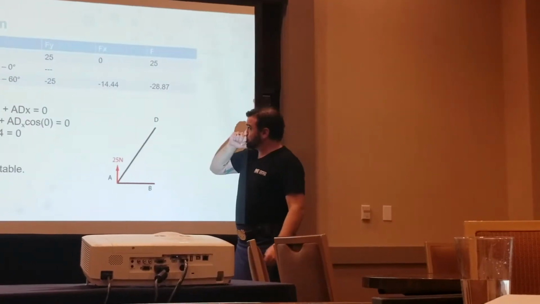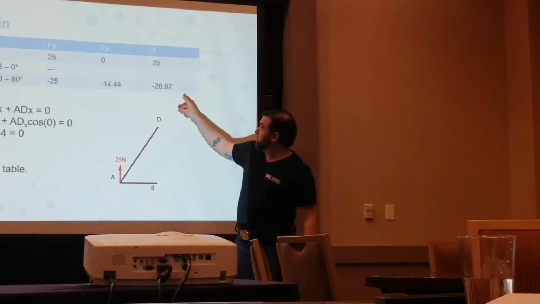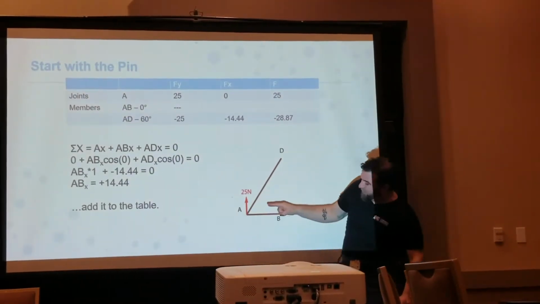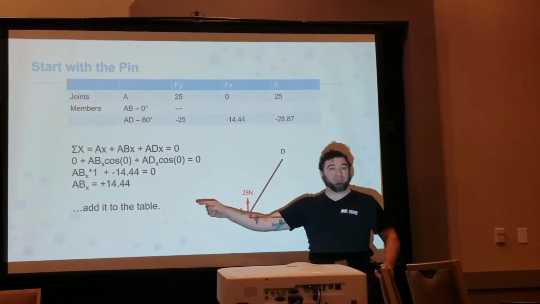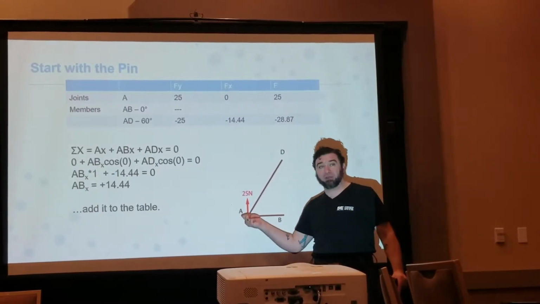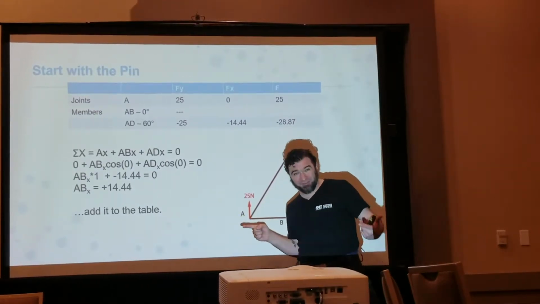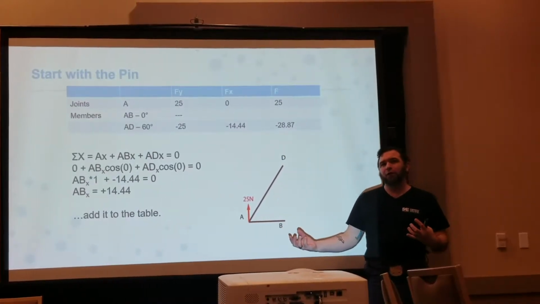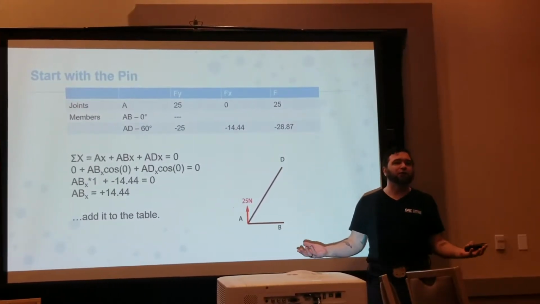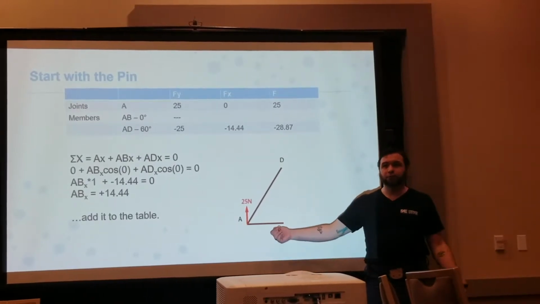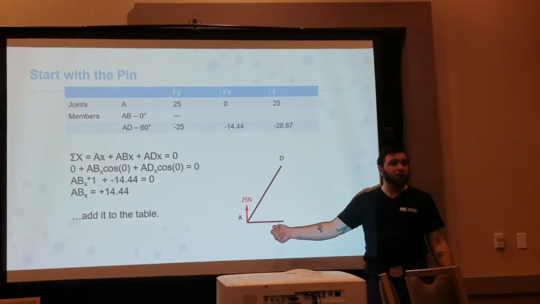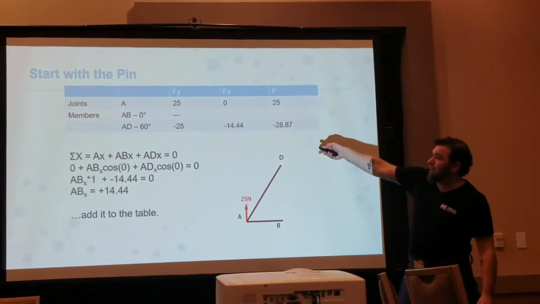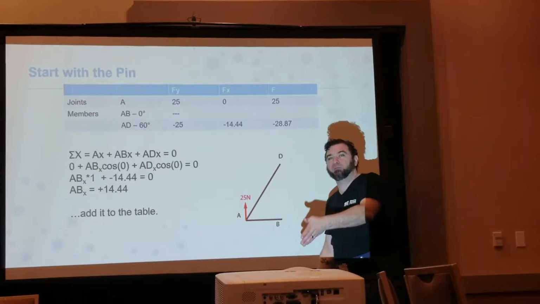Similarly, this is going to get weird, because this is pushing that way, that means it's pushing that way, which means that in order for this joint to not move, or rather accelerate that way, something needs to be holding it in place. What's the only thing available to hold it in place? AB. AB, which means we know that here AB sub x is going to be positive 14.44.